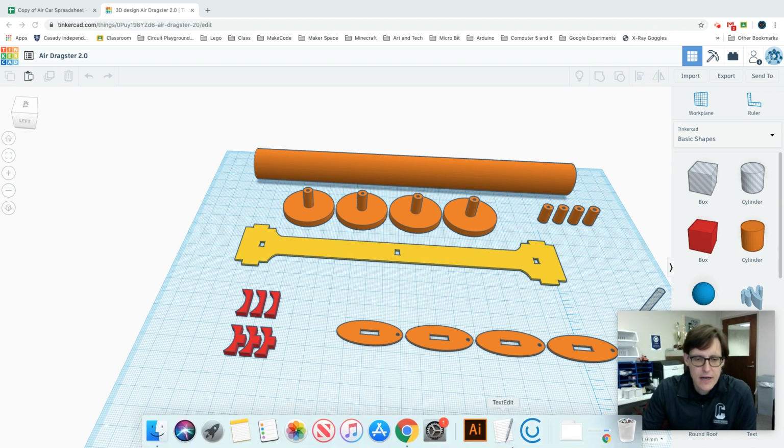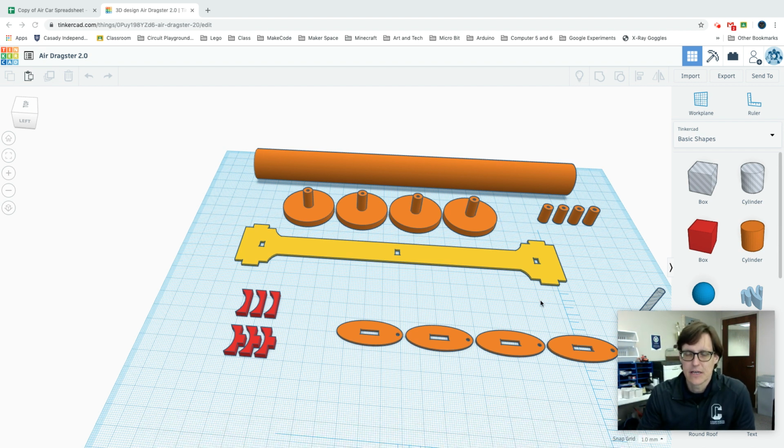So the purpose of this project was to build a race car, an air-powered car. We tried to make the car complete a 21-meter race in the shortest amount of time possible. Here is my car. I designed it on Tinkercad, which is a computer-aided design program.